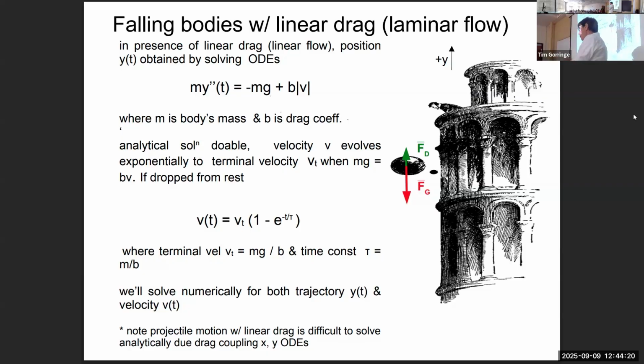analytical problem. In the absence of air resistance, you can separate out the motion in the horizontal and vertical directions. In the presence of the drag force, you can't separate them out. It's a coupling between the vertical and the horizontal motion. And so that complicates the analytical solution to a projectile with a linear drag force, and it becomes a non-trivial analytical problem.